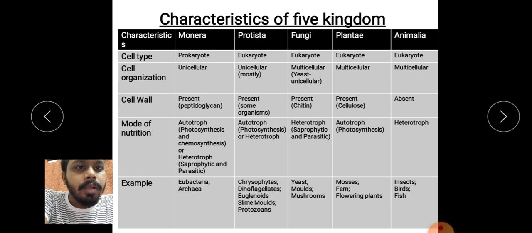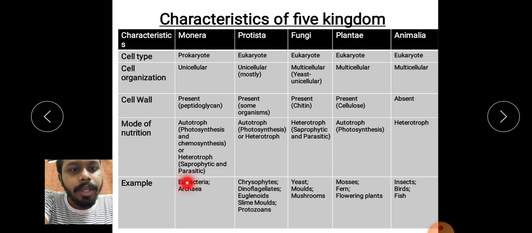In the Protista kingdom, all the organisms are autotrophic, that means photosynthetic, or heterotrophic. Okay, and in fungi there are two types. There is one type that is heterotrophic, but their heterotrophic relation is saprophytic or parasitic. And in Plantae all the organisms are autotrophic, that means they can perform photosynthesis. And in Animalia they all are heterotrophs.